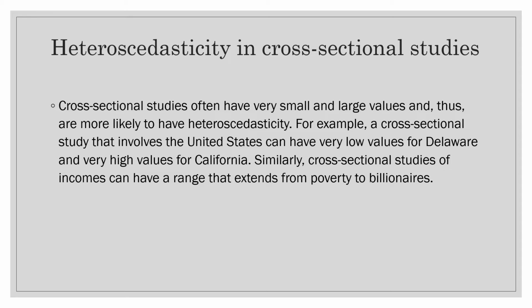So with respect to cross-section studies which have very large or very small values, in this case you'll be having a problem of heteroscedasticity. If you take an example, a cross-section study which involves the United States can have low values as well as large values. For example, if you take the case of income, you will be having people's income in a particular year in a particular country.